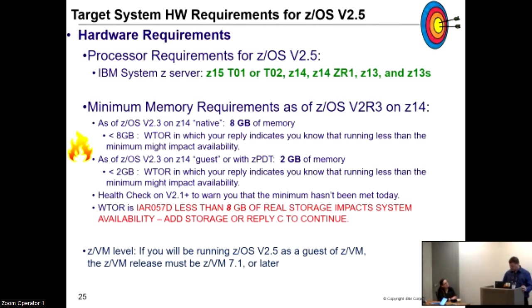Okay. Hardware requirements for z/OS 2.5. IBM z/OS 2.5 requires an IBM z13, z14, or z15 series system. As of z/OS 2.3, if you're running on a z14 native, it requires 8 GB memory. Starting in z/OS 2.3, if you're running z14 guest or zPDT, it requires 2 GB memory. We do have a health check for the memory that's available.